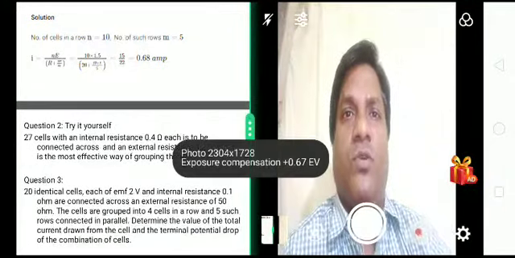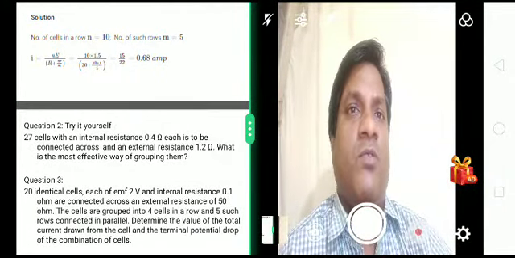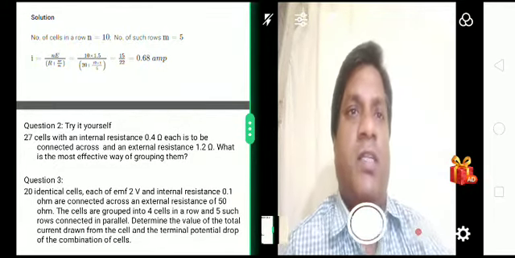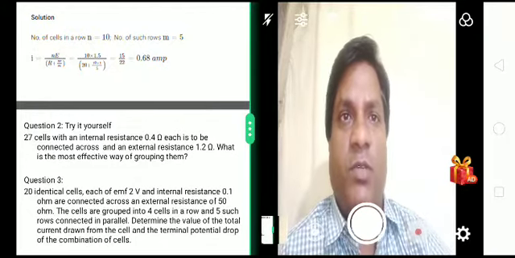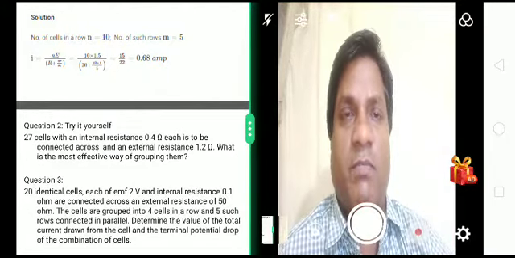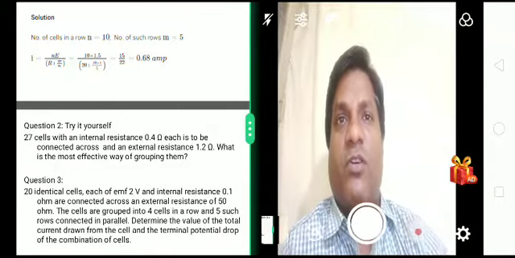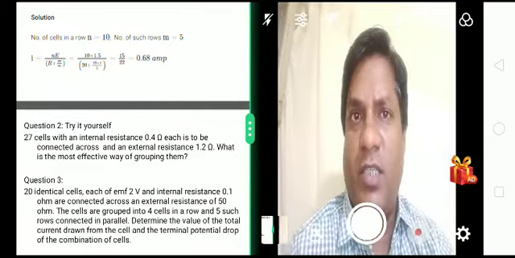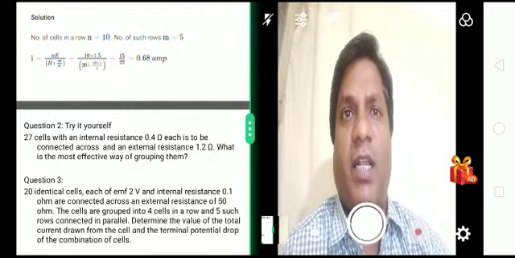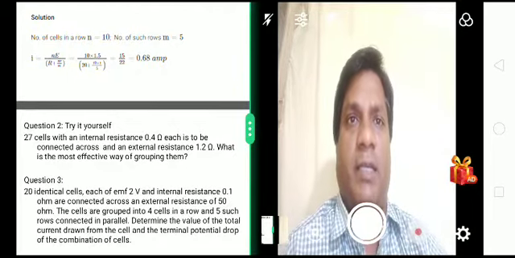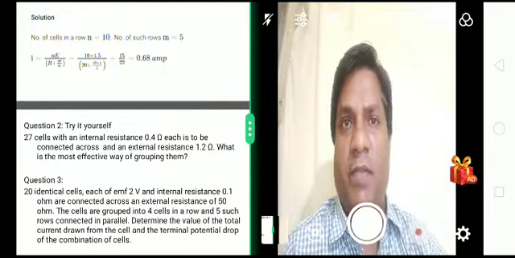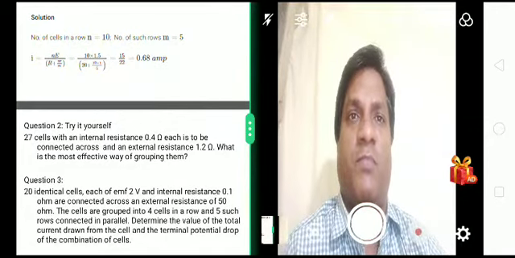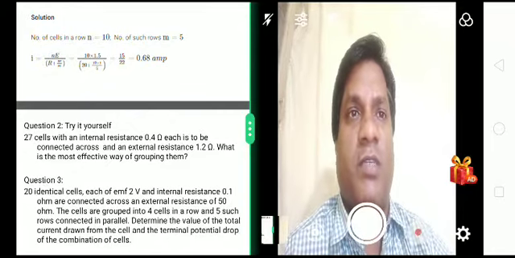Now see the solution. The number of cells in a row, that is small n, is 10, and the number of such rows, that is small m, is 5. These symbols I have used from our earlier discussion where we discussed mixed grouping of cells. So the current is n times E by capital R plus small nr by m, that is EMF of each row by external resistance plus total internal resistance of the group of cells, and this comes to be 0.68 ampere.